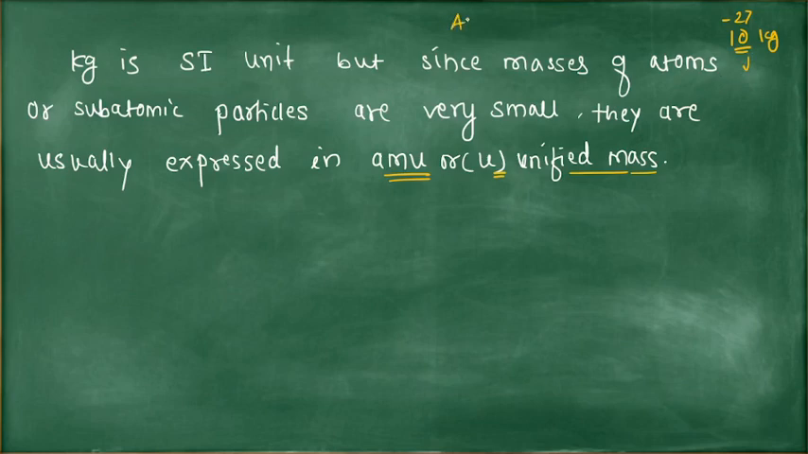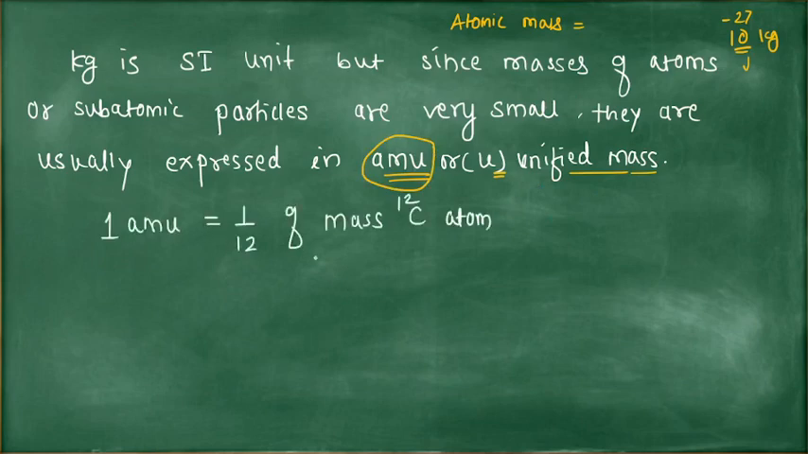Atomic mass is the atom's mass. Atomic mass is actually the mass of nucleons plus the mass of electrons, but the electron mass is negligible. So atomic mass is similar to the mass of the nucleus, and the mass of the nucleus is the mass of nucleons. So this AMU is a convenient unit. 1 AMU, this is the definition. AMU is not an SI unit, but how is it defined? 1/12 of the mass of a C12 atom.